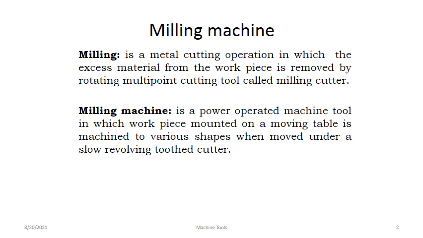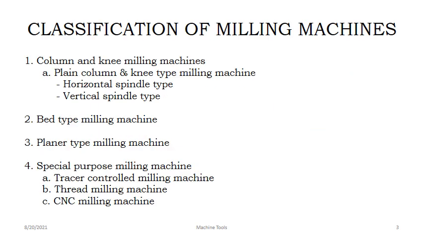Clear this point? In a lathe machine, you use a single point cutting tool made of HSS, high speed steel. It is a single point. In this machine, the milling tool or milling cutter is a multi-point cutting tool. So a milling machine is a power operated machine tool in which the workpiece is mounted on the moving table and is machined to various shapes when moved under a slow revolving toothed cutter. It is called a milling machine.